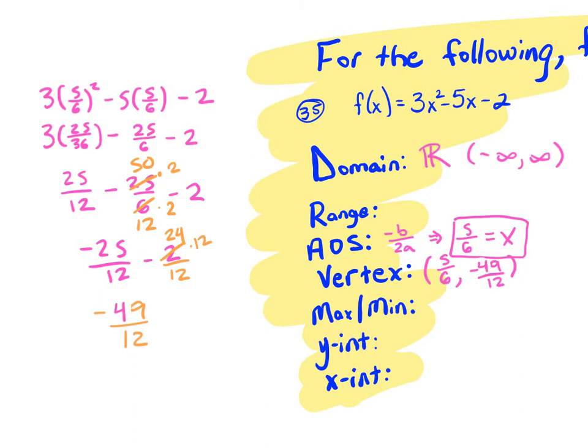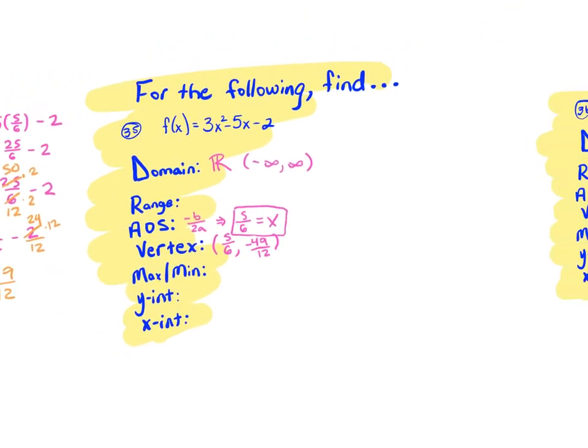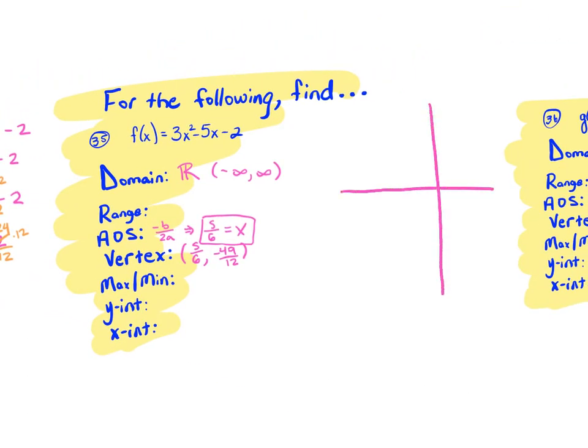Negative 49 over 12. So if we were to graph this, our vertex is 5 over 6, which is kind of close to 1. And then we go down negative 49 over 12, which would be about 4. So our vertex would be kind of there. Is our graph going to open up or open down? It opens up because our A is positive. So this value tells you it opens up.